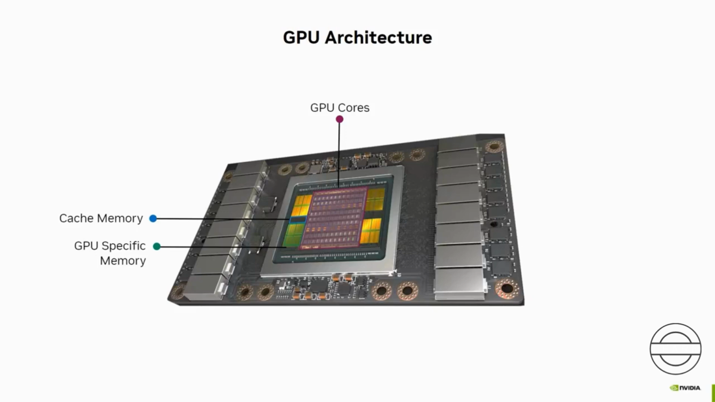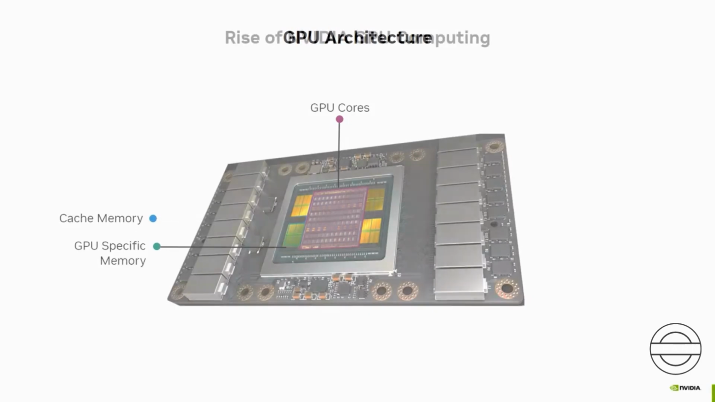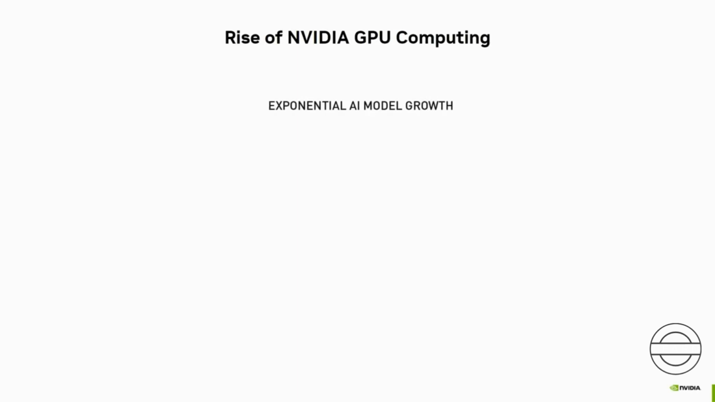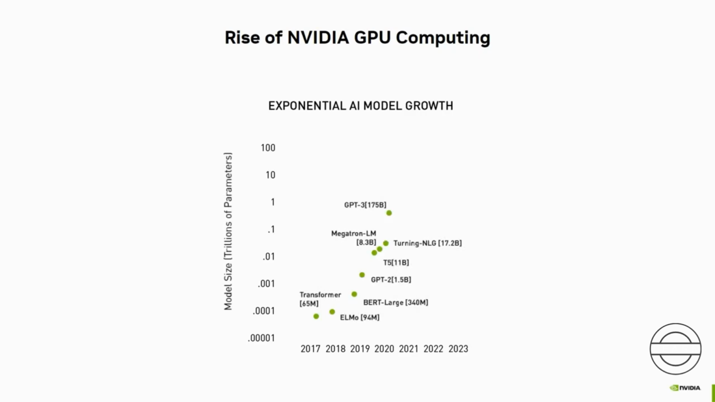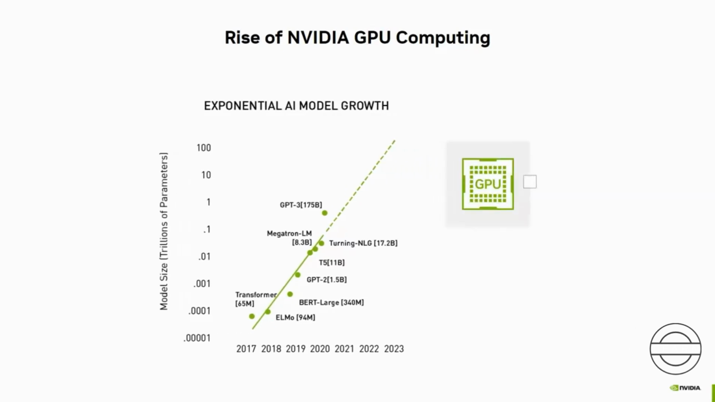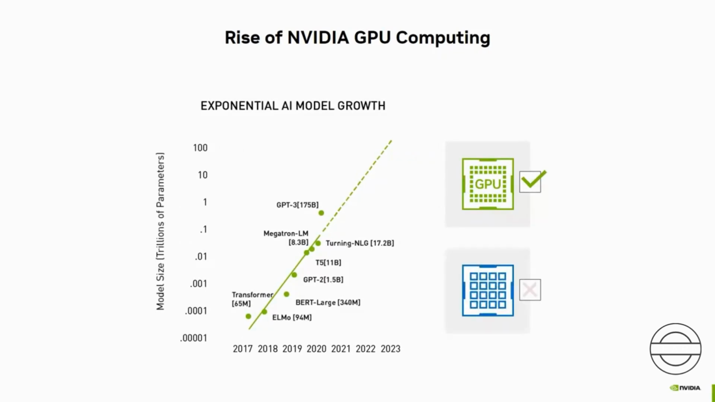Now that you have an understanding of the general GPU architecture, let's turn our attention to the factors that have led to the rise of NVIDIA GPU computing. AI models continue to grow in complexity and at an astonishing rate. In just the past 3 years, the size of state-of-the-art AI models has grown by 3 orders of magnitude, and this exponential pace will continue. This growth in data and AI model sizes requires more compute, which is possible through GPUs but not through CPUs. Also required is a mature set of frameworks and tools to maximize performance and accelerate deployment.